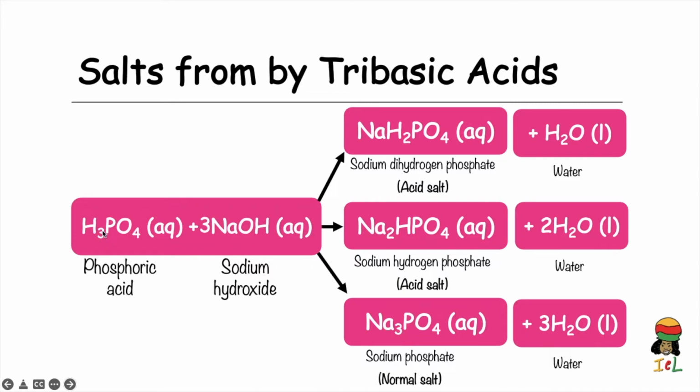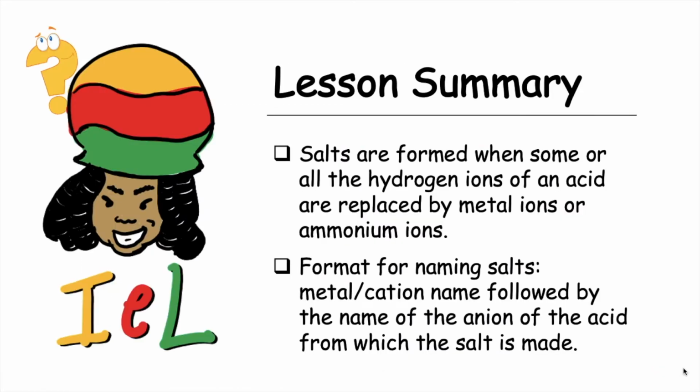The hydrogens that were replaced combine with the OH of the sodium hydroxide to produce water as their second product. The lesson summary points are as follows. Salts are formed when some or all the hydrogen ions of an acid are replaced by metal ions or ammonium ions. The format for naming salts: we start with the name of the metal, followed by the name of the anion of the acid from which the salt is made.